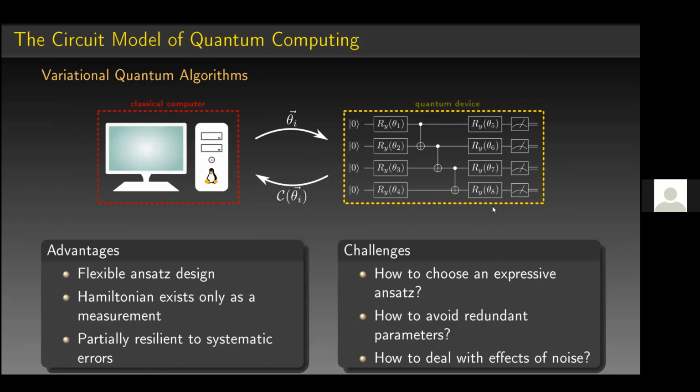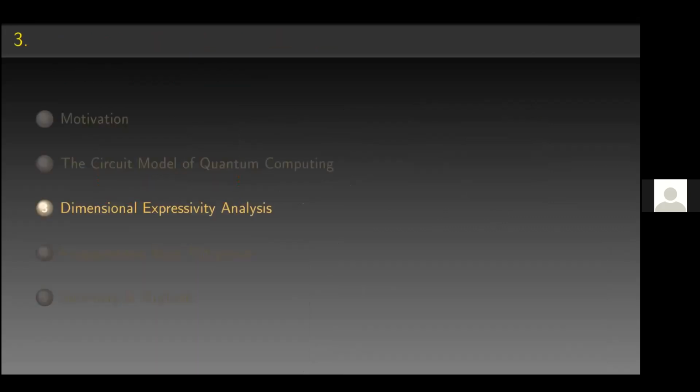And despite careful ansatz design, there will still be a considerable amount of noise in the quantum device. So one question is, how can one deal with this type of noise? And in particular, these are the questions I want to address throughout the rest of the talk. But before going into dimensional expressivity analysis and measurement error mitigation, are there any questions up to here?